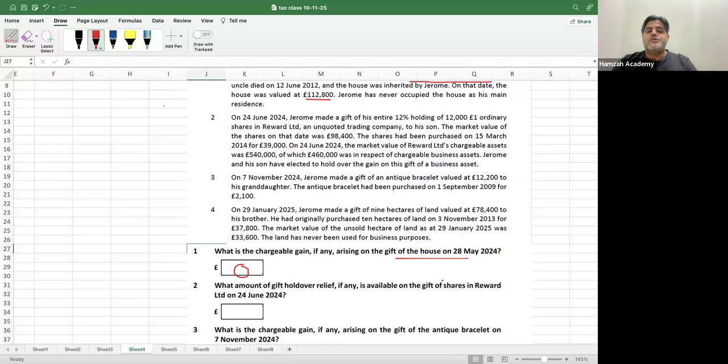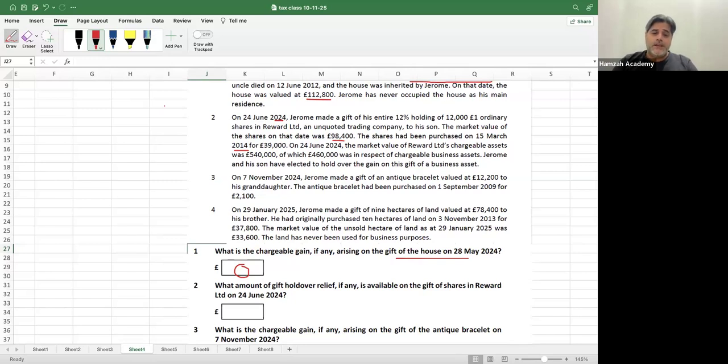The market value of the shares on this date was 98,400. The shares had been purchased on 15th March 2014, almost 10 years ago, for 39,000. And then on 24th June 2024, the market value of the shares was 540,000, of which 460,000 was in respect of the chargeable business assets.